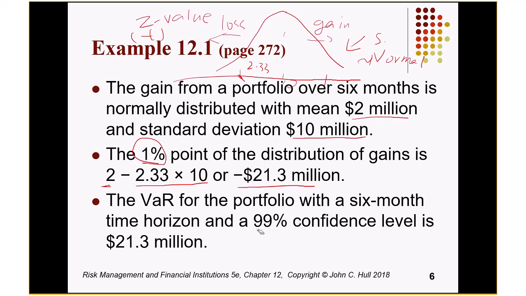Interpretation is really important. A lot of times at CFA exams, they will just ask you how to interpret it. The way to interpret VaR would be: within a 6-month time horizon, with a 99% confidence level, the most you can lose is $21.3 million.